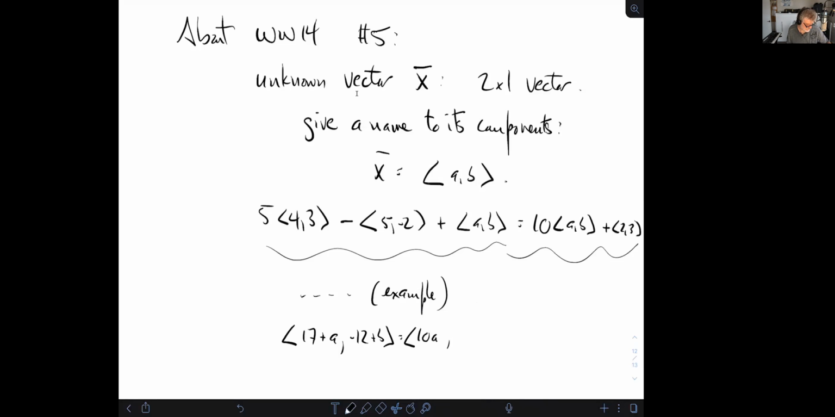10a plus 2 in this case, and 10b plus 3, something like that. Okay, and then the key thing is what I did in the other problem: 2 vectors are the same if their corresponding components are the same. So this is equal to that, and this is equal to that.